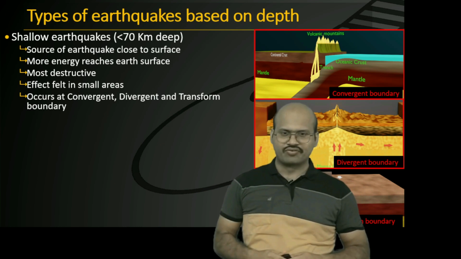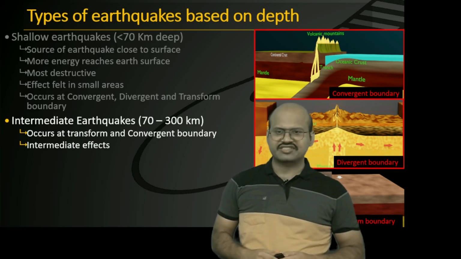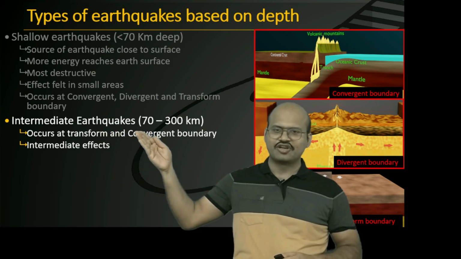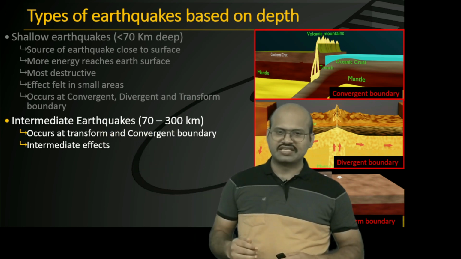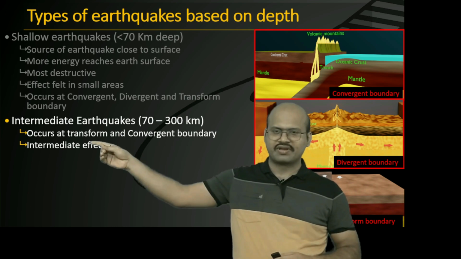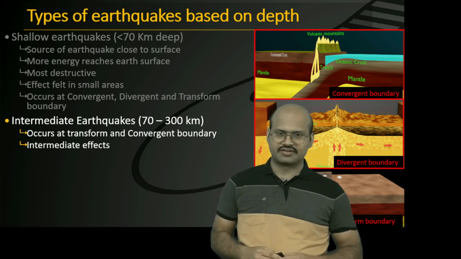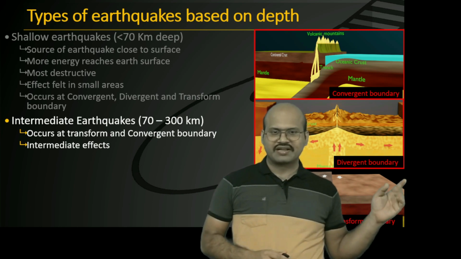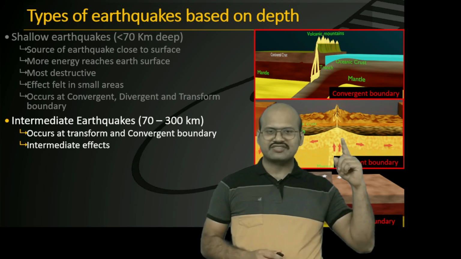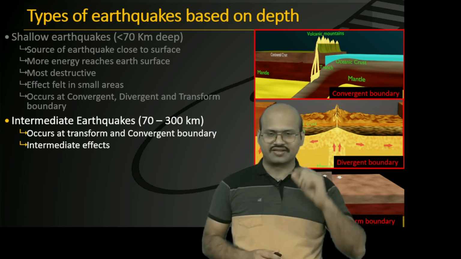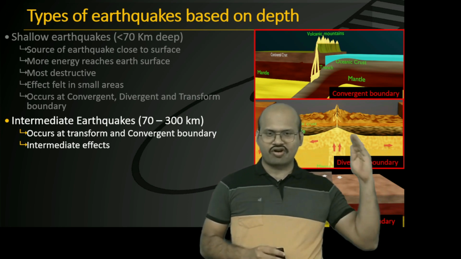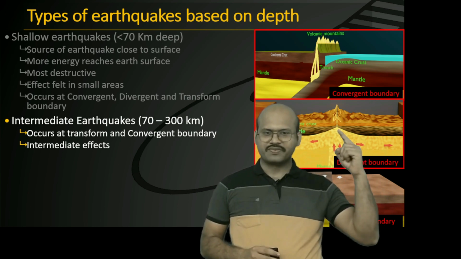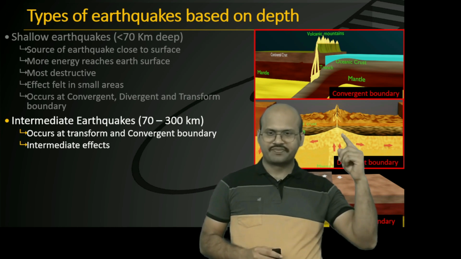Next is intermediate earthquake, where the depth of the focus of earthquake is between 70 to 300 kilometers. These kind of earthquakes occur at transform and convergent boundaries. The reason why intermediate earthquakes do not occur at diverging boundaries is that the upwelling magma melts the lithosphere and makes the lithosphere very thin. As earthquake cannot occur in asthenosphere, therefore no intermediate earthquake is possible here because there is no lithosphere below 70 km.